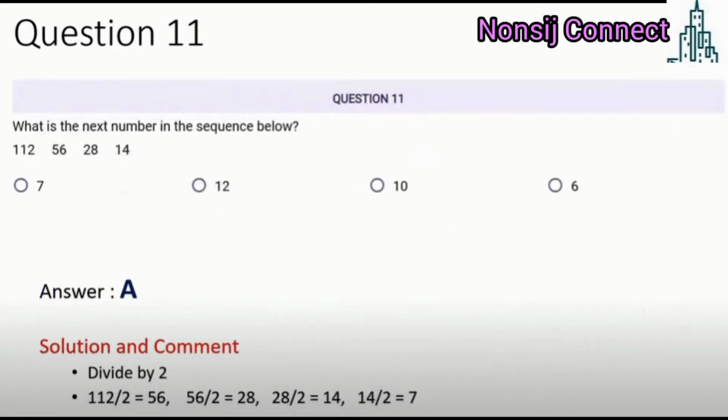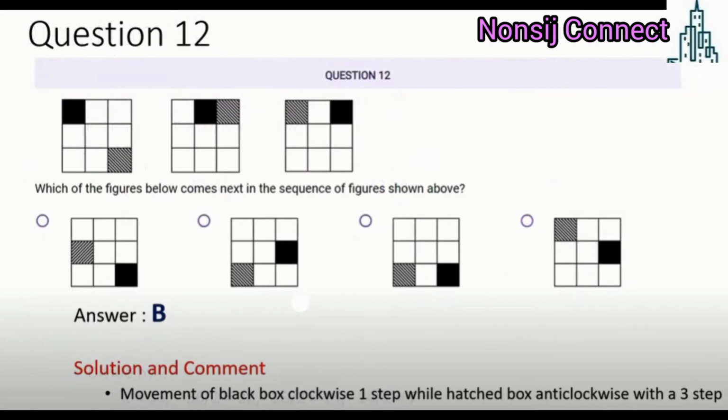Then, what is the next number in the sequence? This is dividing: 14 divided by 2 is 7. So the answer is A to that question. The darker one here, number 12, is moving clockwise, while the other one is moving anti-clockwise. So the answer here should be B.